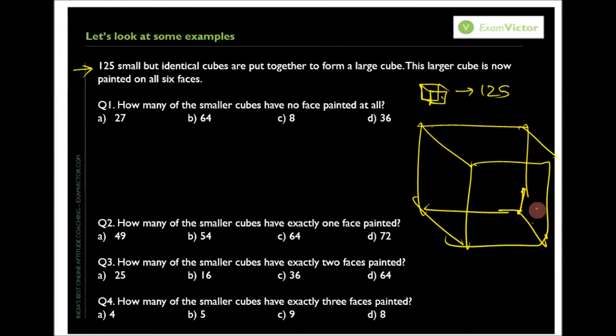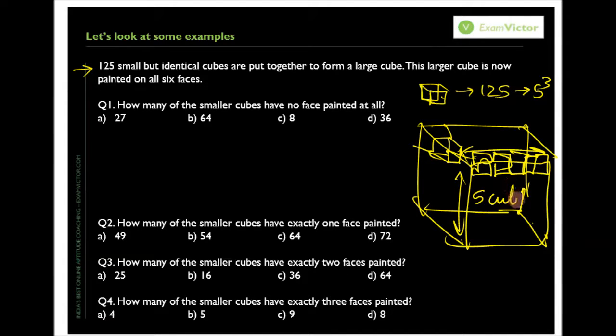So actually if you look in detail, you'll see that each side is made up of small cubes like this. Right, that's what you'll see. You'll see that each side is made up of small cubes. Can you say how many cubes actually per side? Yes, you can, because you're told 125 and these are all cubes. So the larger thing is also a cube. So 125 is actually 5 cube. So you know that there are going to be 5 cubes on each side.